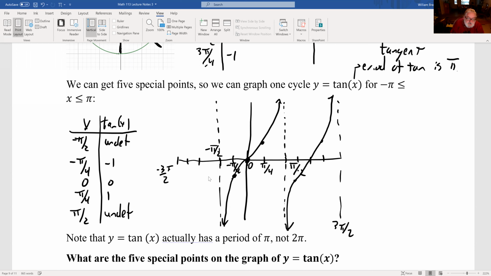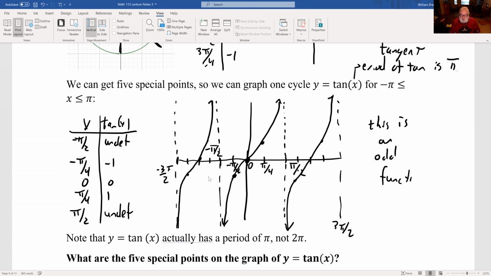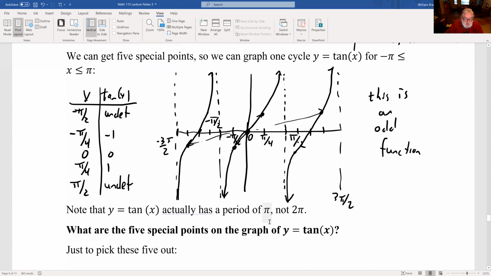And we can go the same way negative. Cut this in half, cut this in half, cut this in half. I'd have 1 here, 0, minus 1. Vertical asymptote there. Up. The other asymptote. This is an odd function, because if you pick a point here and a point here, they're symmetric about the origin, right? And this point here and this point here, they're symmetric about the origin. So it's an odd function. And it has a period of pi, not 2 pi.